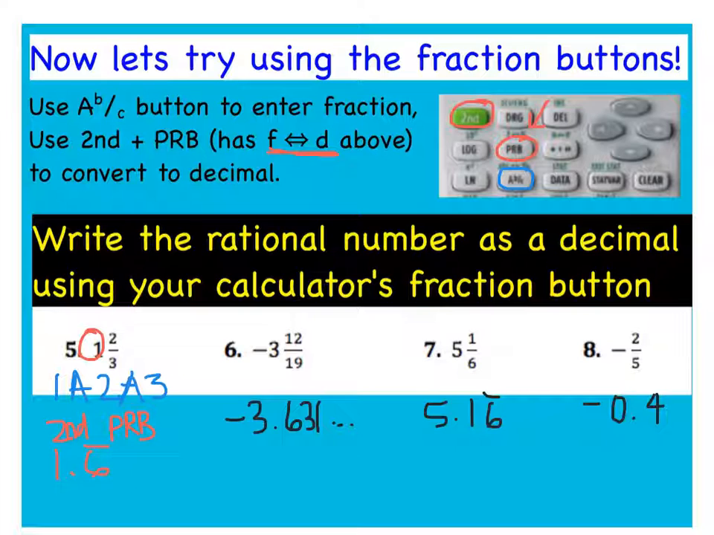All right, number 6. This one has a lot of decimal places before we see it terminating or repeating. So for now, you can just write negative 3.631 with a ... Another option, depending on the instructions on the particular example, would be to round to a specific decimal place. Number 7 is 5.16 repeated, and number 8 is negative 0.4.